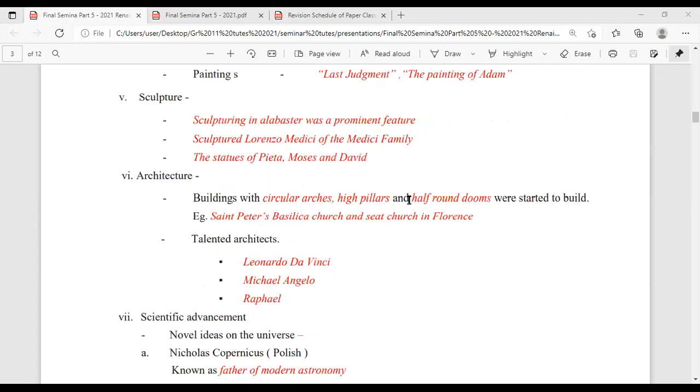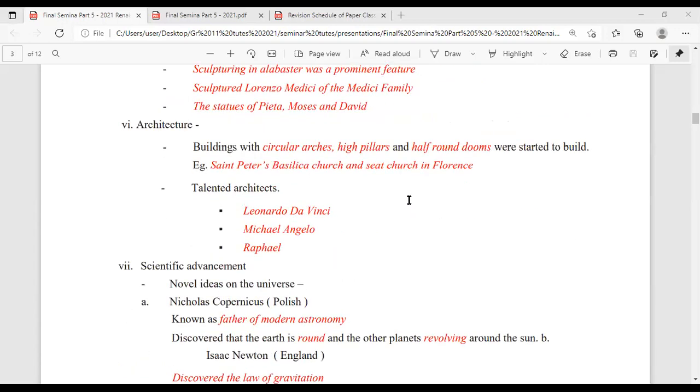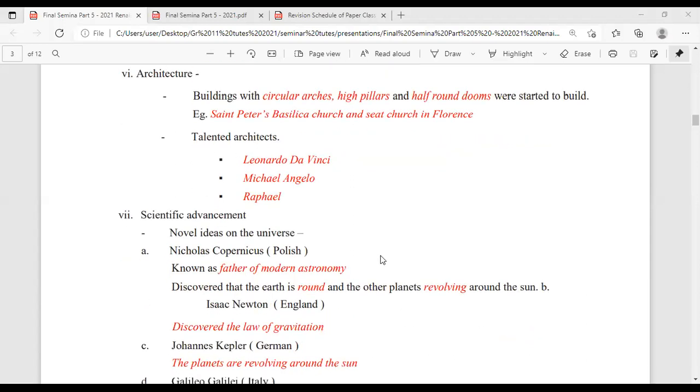Right, scientific advancement, novel ideas on the universe. Nicholas Copernicus, known as the father of modern astronomy, discovered that the earth is round and the other planets revolve around the sun. Isaac Newton, England, discovered the law of gravitation. Johannes Kepler: the planets are revolving around the sun, known as the sun-centered theory. In some questions they ask about the sun-centered theory, so you should know: sun-centered theory, Johannes Kepler.